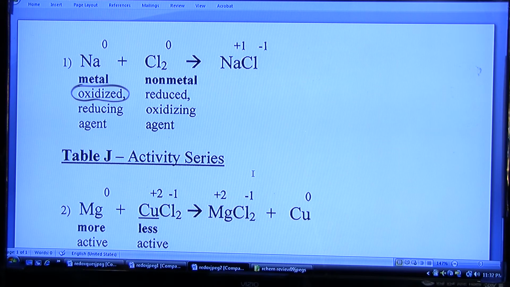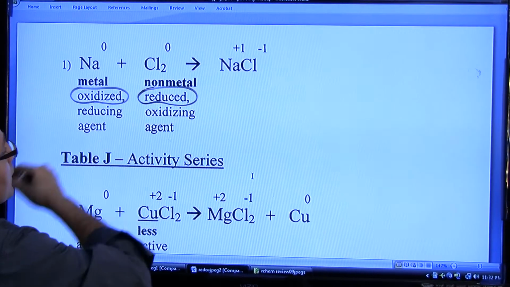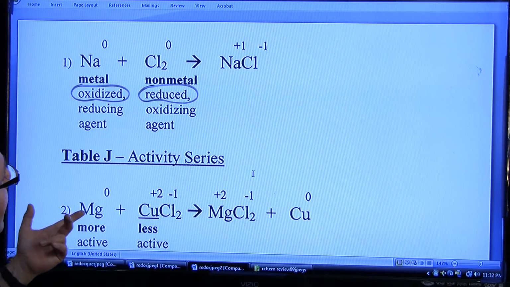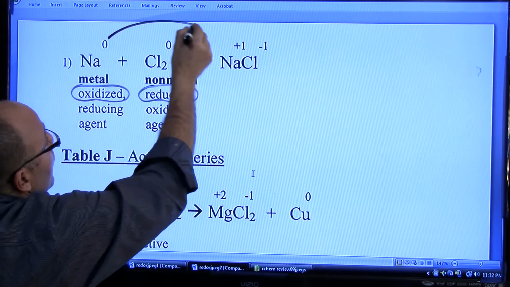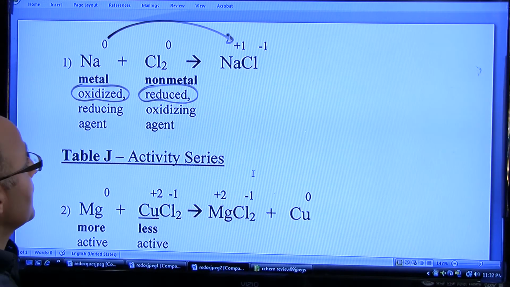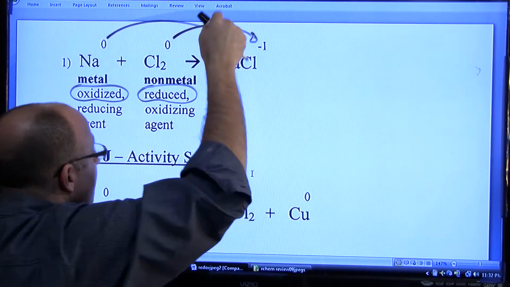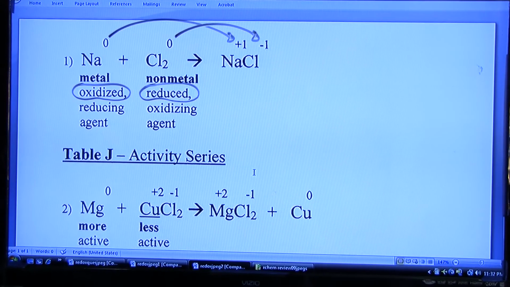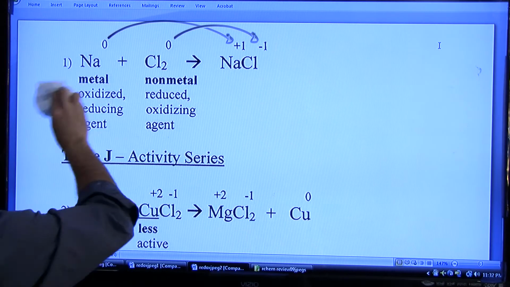And if the metal is being oxidized, that must mean the chlorine, the nonmetal, is getting reduced. And certainly it's gaining electrons, and you can tell that from the oxidation numbers. Notice how the sodium increases in oxidation number, and how the chlorine becomes more negative, decreases in oxidation number. So the nonmetal would be the oxidizing agent. All right, let's continue with some more examples.